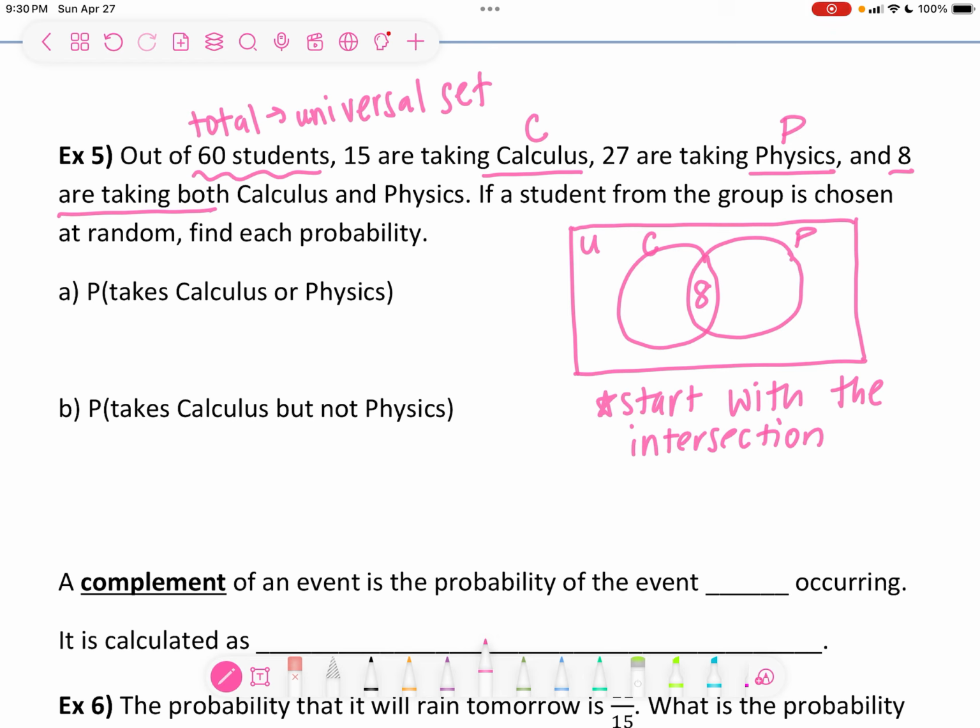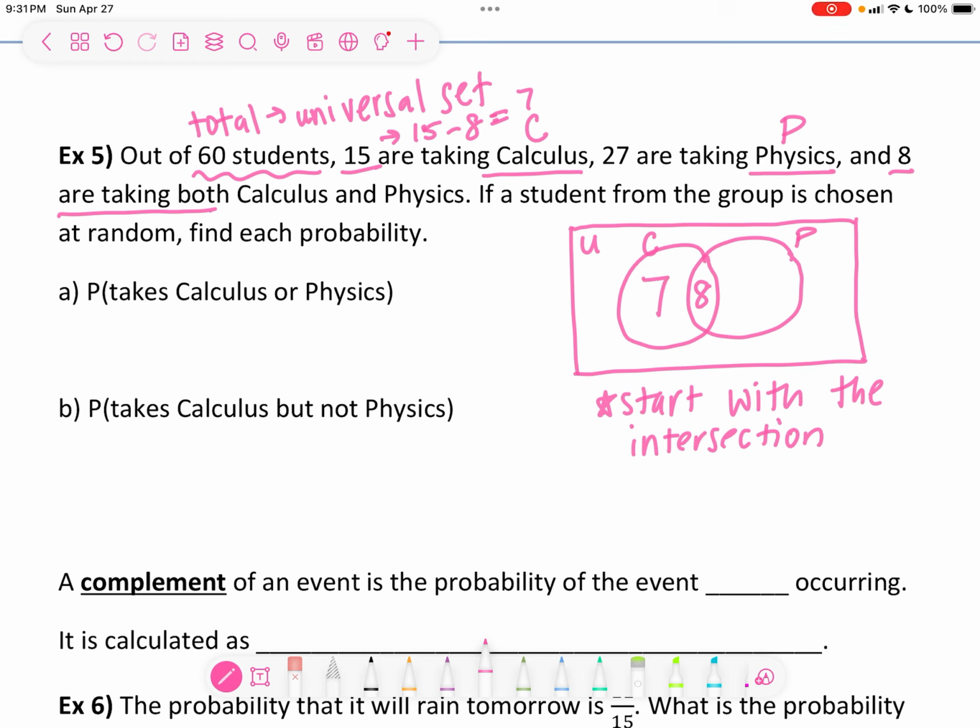Well, if 15 are taking calculus and I already have 8 in the calculus circle, I already have the 8 accounted for, then I have to subtract that 8 from 15 to figure out what's left and what goes in this other section of that circle, right? Because the whole calculus circle can only have 15. So to figure out what goes there, we're going to do 15 minus 8, and that's going to leave us with 7 left to go in that other part of the circle.